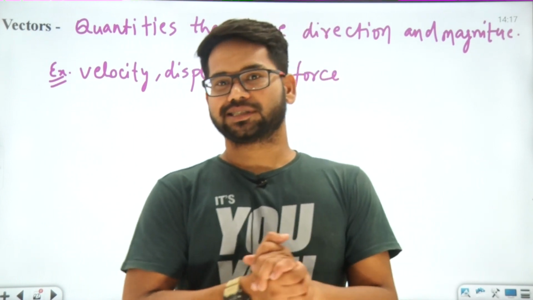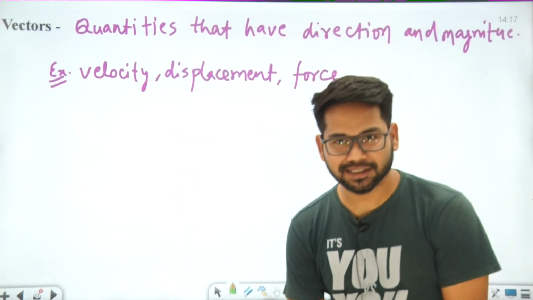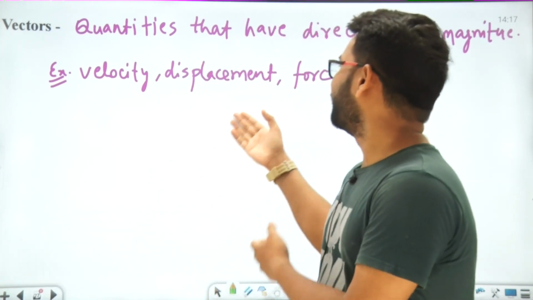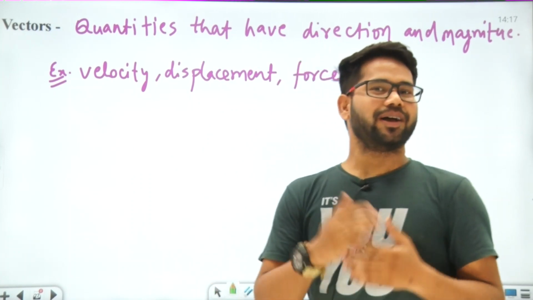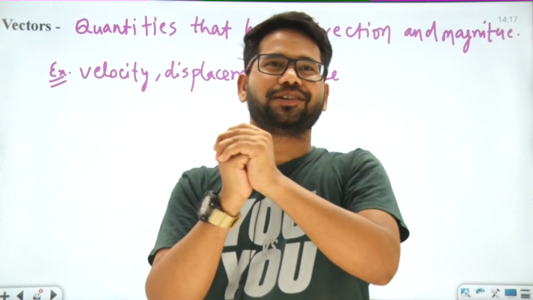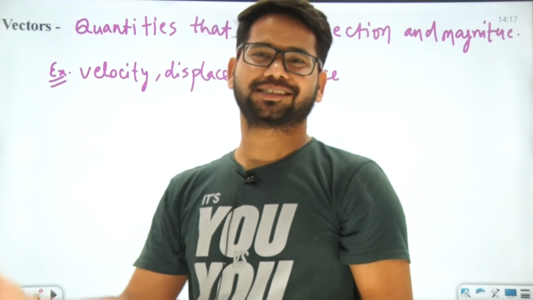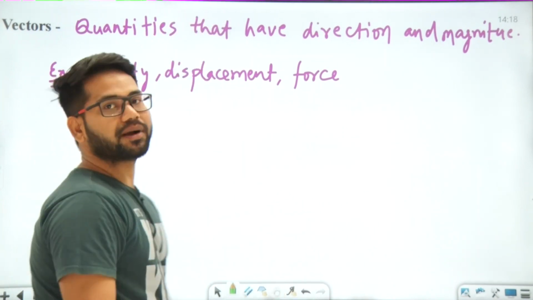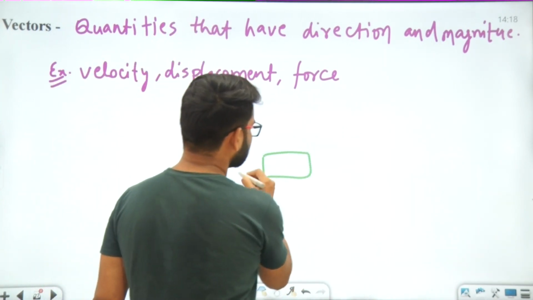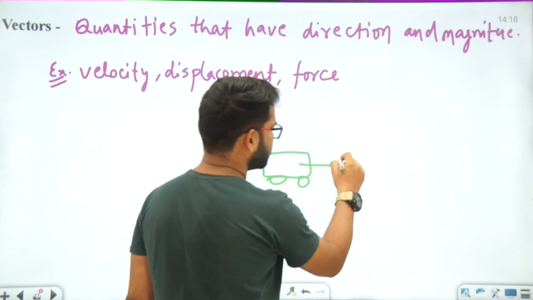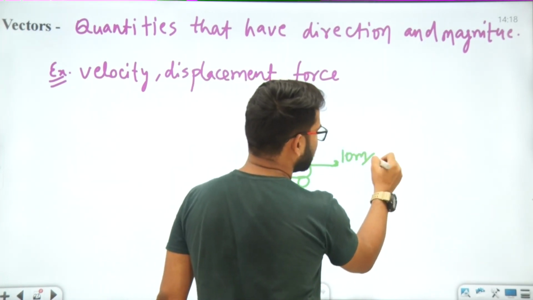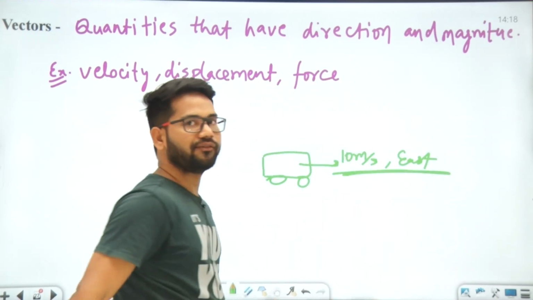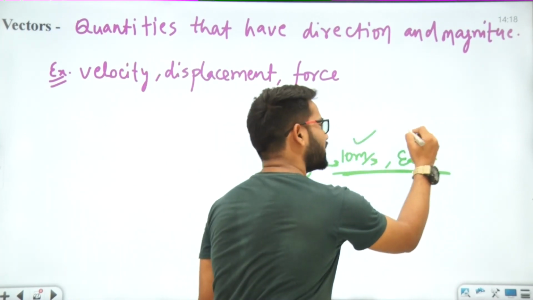So students, our first term is vectors. Vectors are the quantities that have direction and magnitude. For example, velocity, displacement and force. If I am going to say I am applying a force of 100 Newton, you are going to ask in what direction you are applying the force. And if some car is moving with some speed, 10 meter per second, and let's assume in its direction, then this is the velocity. You see, magnitude and direction.